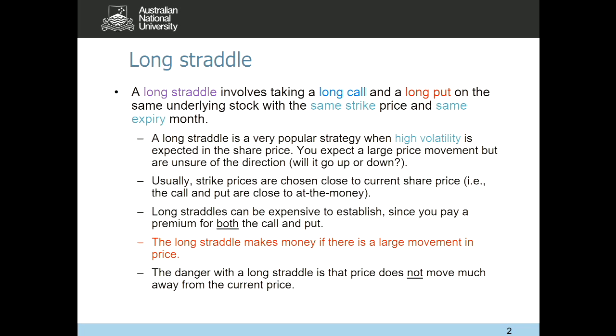Basically, a long straddle is that you long a call option and you long a put option with the same strike price and same date to maturity. The motivation to set up a long straddle, as I mentioned before, is that you expect the share price to become really volatile in the near future, right?